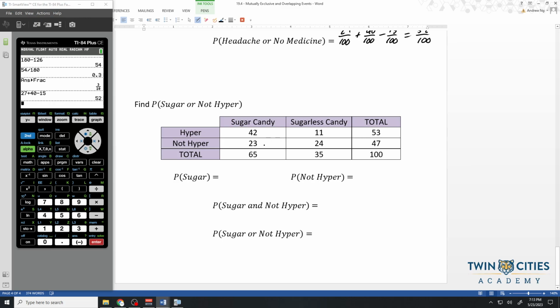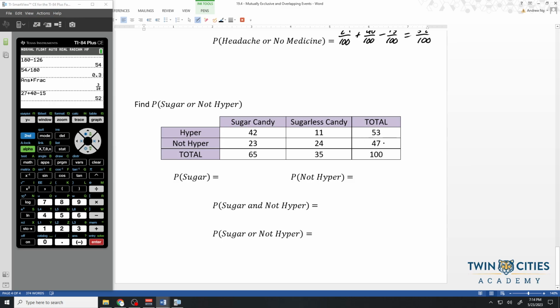Now, 23 kids had the sugar candy, and they were perfectly fine. They did not get hyper. They were just kind of their normal selves. And 24 kids got sugarless candy, and they did not get hyper, making a total of 47 there.